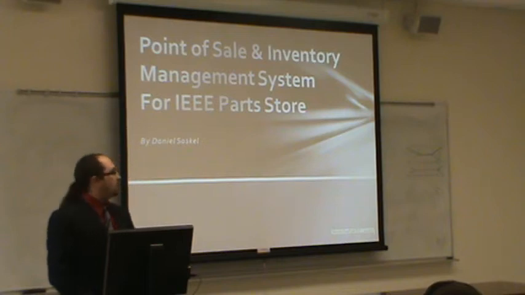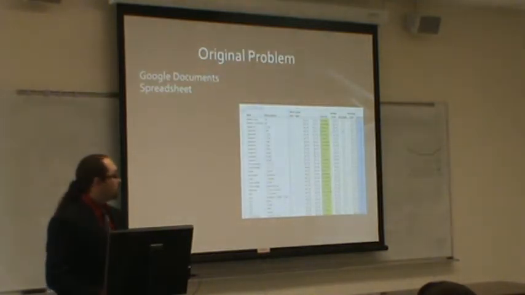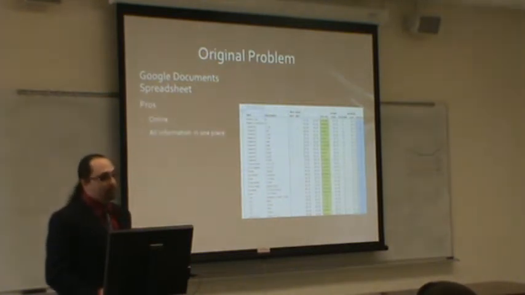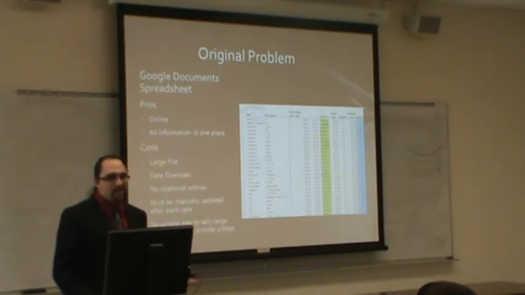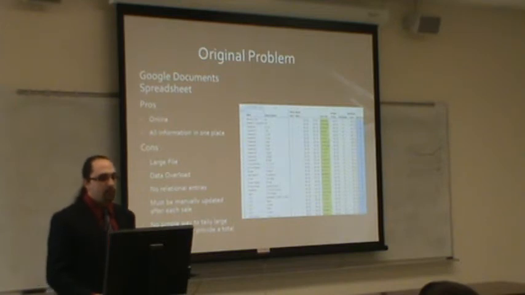I did my project, I developed an application for IEEE's parts store. We started with a parts store using a large Google Docs spreadsheet to track all of our inventory. It was a good idea because it was all online, it was all in one place, but it ended up being a very large file with far too much information to make it easily readable.